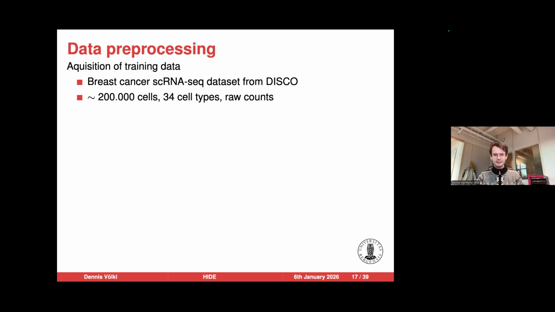The downloaded data set consists of about 200,000 cells with 34 cell types on the finest hierarchy level. As the algorithm uses raw gene count data, we only include raw gene count data. We didn't include any normalization of the single cell data. We just took it as it was.